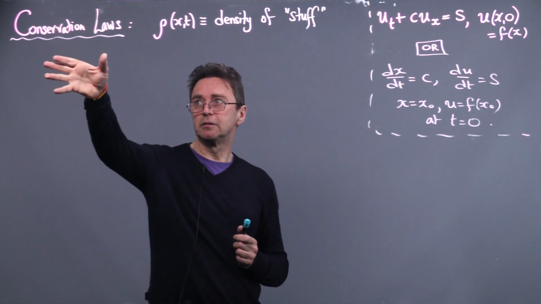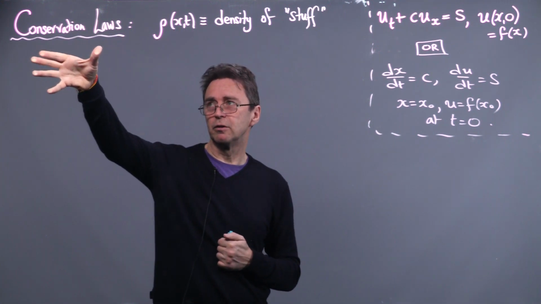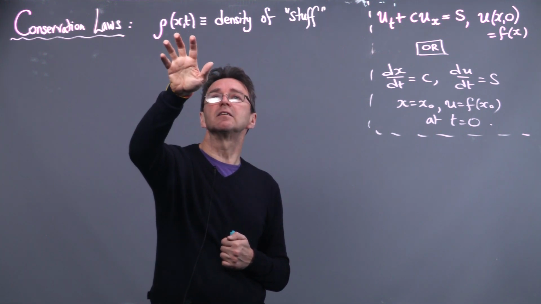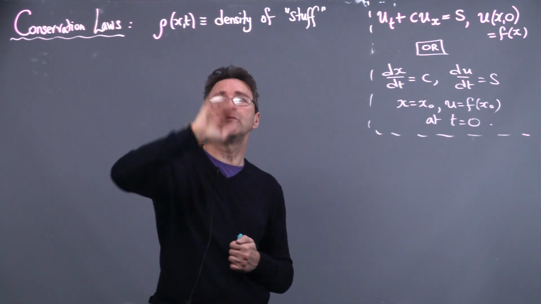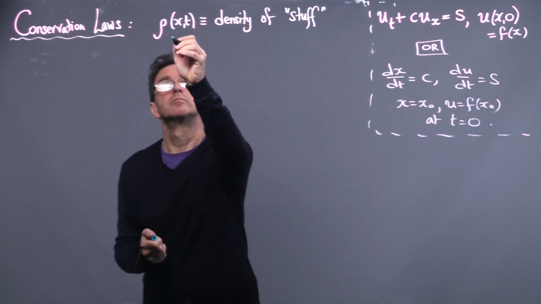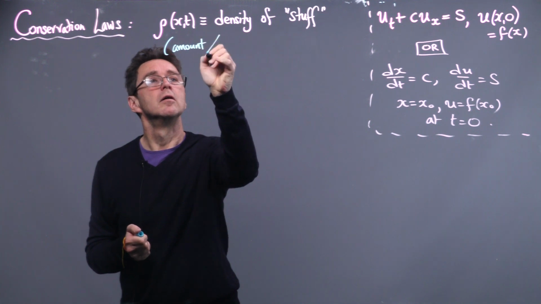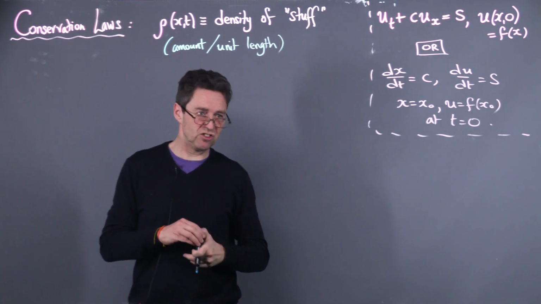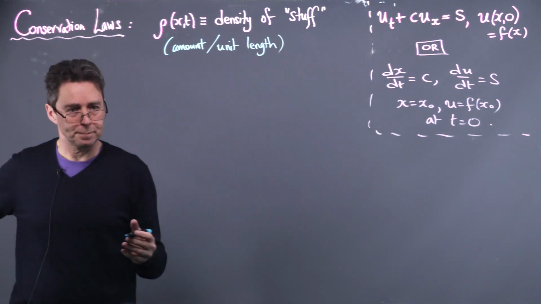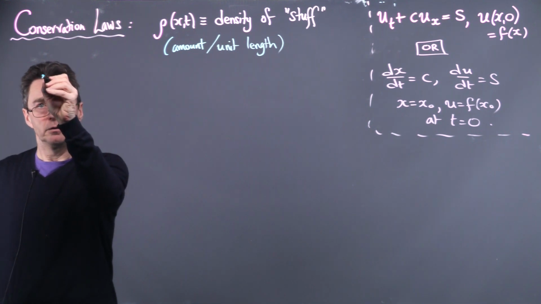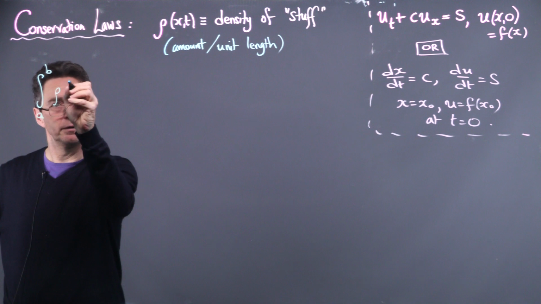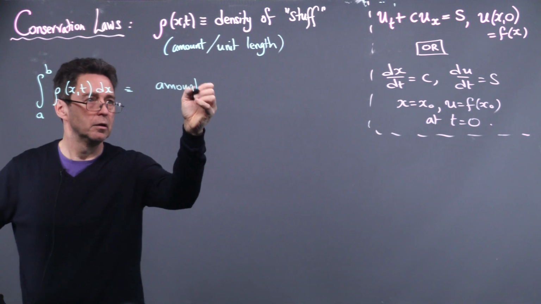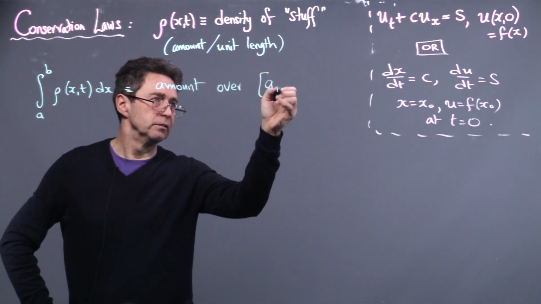All right, well, let's now think, sort of what seems to be tangentially for the moment, about what I'll call conservation laws. So let's call rho of x and t the density of stuff. That's the amount of stuff per unit length. And stuff, I'll not say what it is, it's something. Okay, if I take an interval a to b and I integrate this, I get the amount of stuff over this interval.